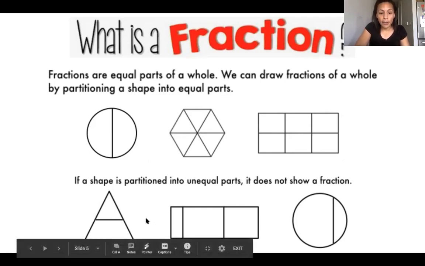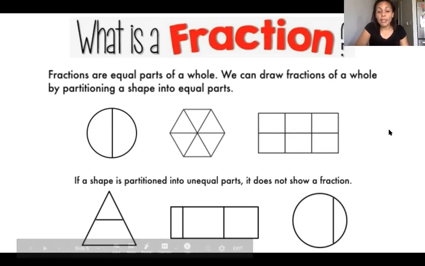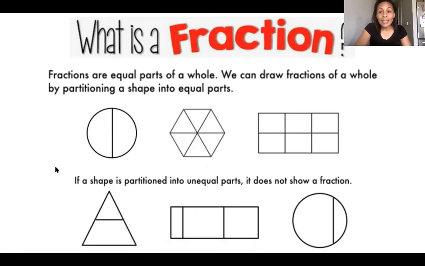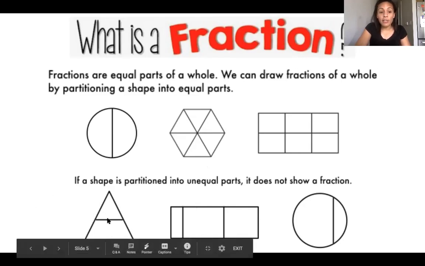Now let's look down here. Okay, down here we have a triangle, a rectangle, and a circle. With these shapes, I notice something's a little bit different. Do you notice? Good. You can see that where they partitioned these shapes, they are not equal parts, okay? So if you look right here at this triangle, you'll see they made the line right here. They cut it into 2 parts, but those 2 parts are not equal. This part and this part are not the same. So this is not a fraction.